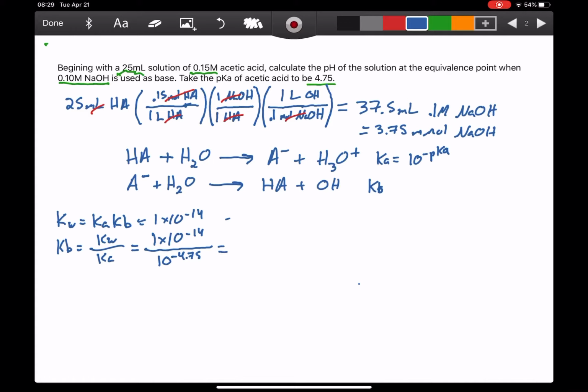When we go ahead and solve for this, we're going to find that Kb is equal to 5.62 times 10 to the negative 10th. And this is Kb.